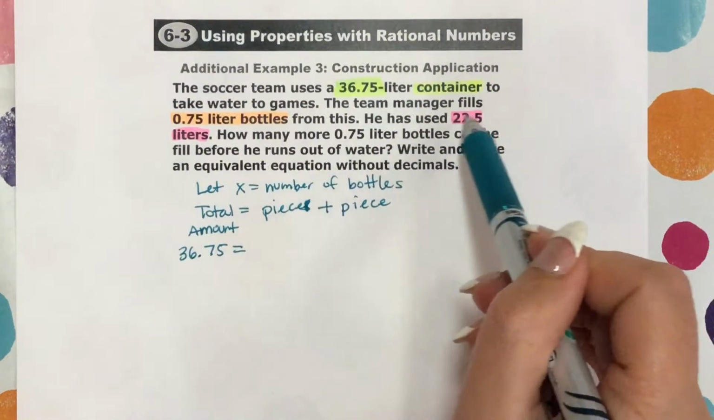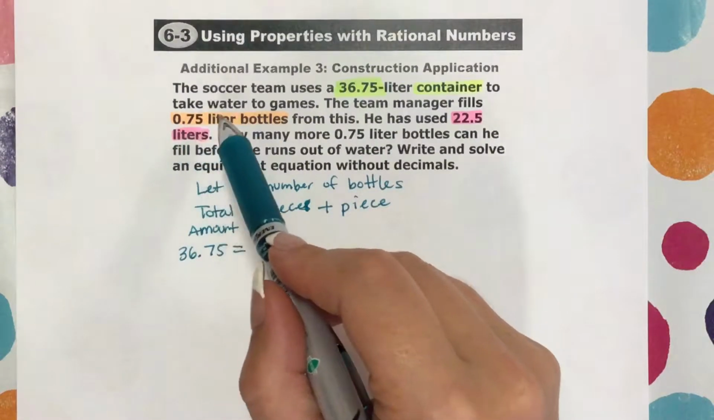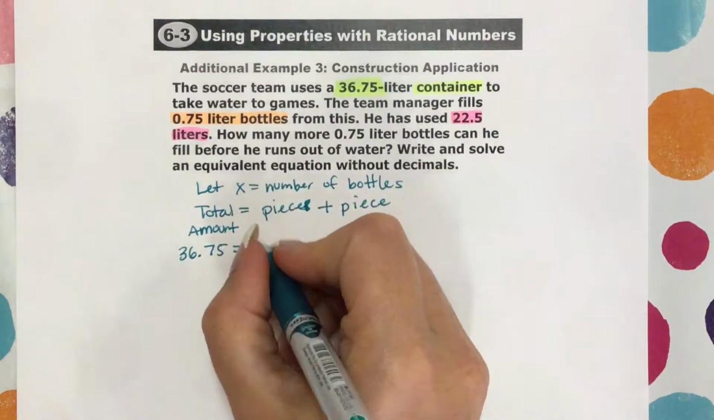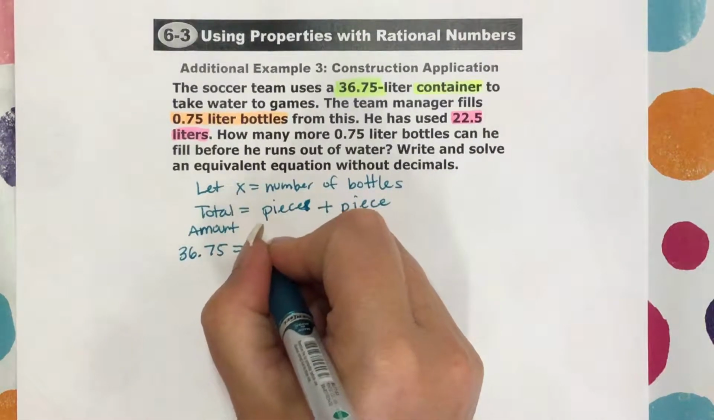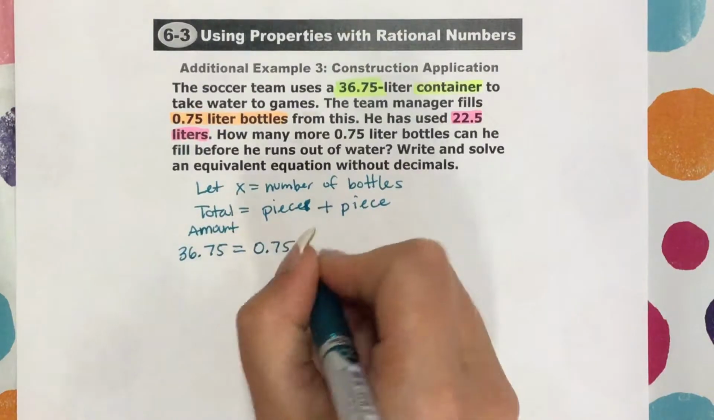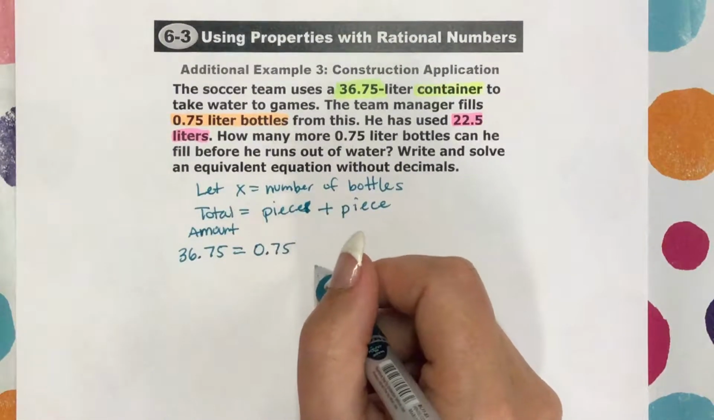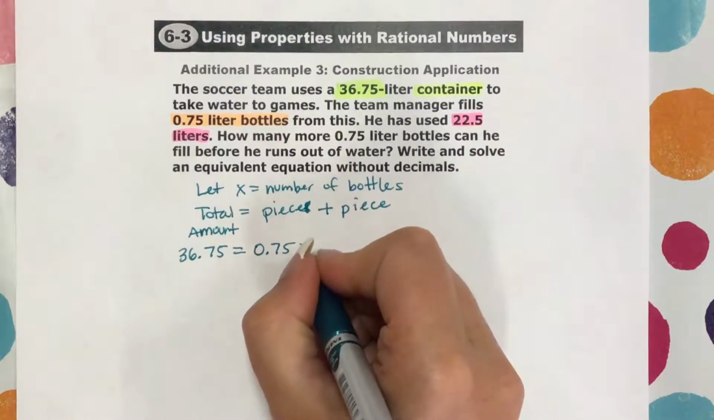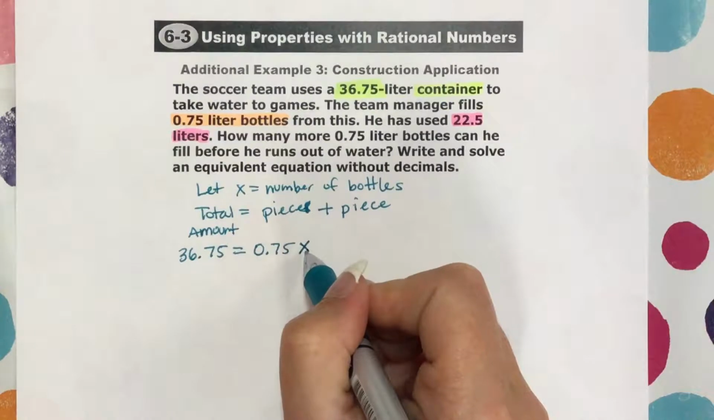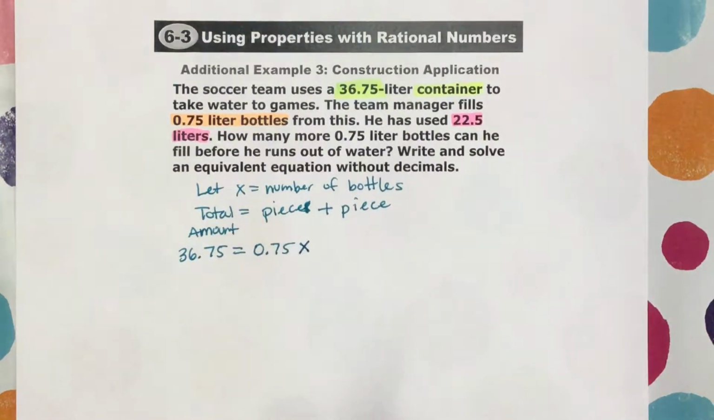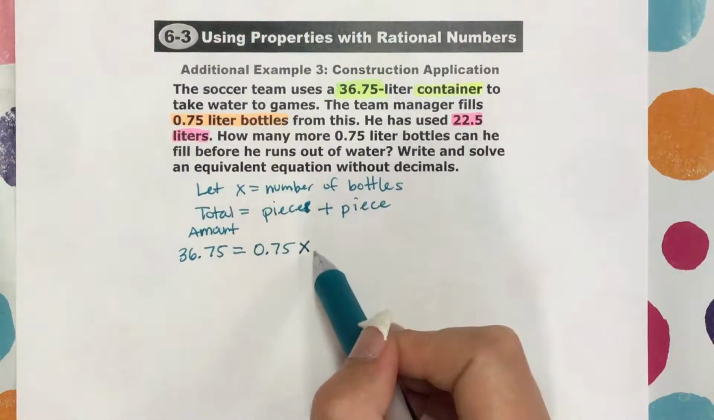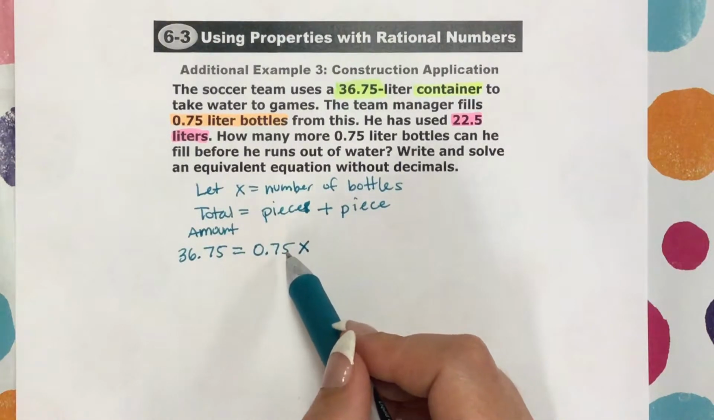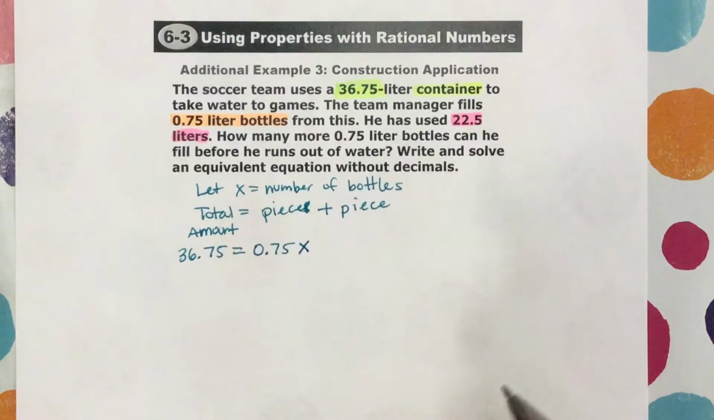It says the team manager fills 0.75 liter bottles. So that's how many liters each bottle is, but we don't know how many bottles we can fill, right? We still need to fill bottles. So that's going to be our X. The number of bottles multiplied by 0.75 is going to tell us how many additional bottles we can fill up that hold that much water.